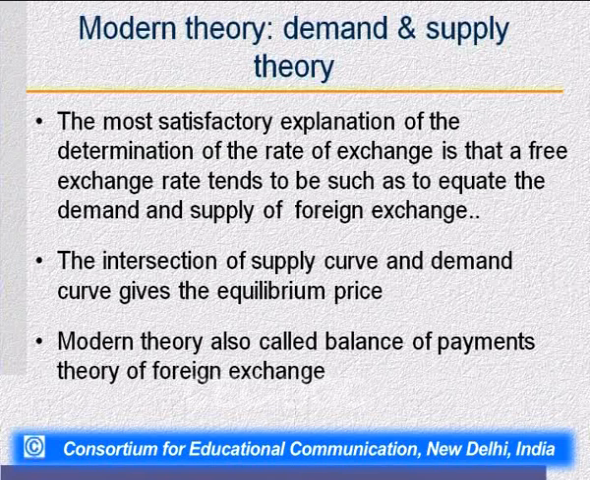When we discussed the microeconomic approach, we saw that the price is decided at the cut mark of the supply and demand curves, which is the equilibrium point. We have seen in a graph also that the intersection of the supply curve and demand curve gives the equilibrium price, and the modern theory is also called the balance of payment theory of foreign exchange. So this is the most satisfactory explanation of the determination of the rate of exchange.